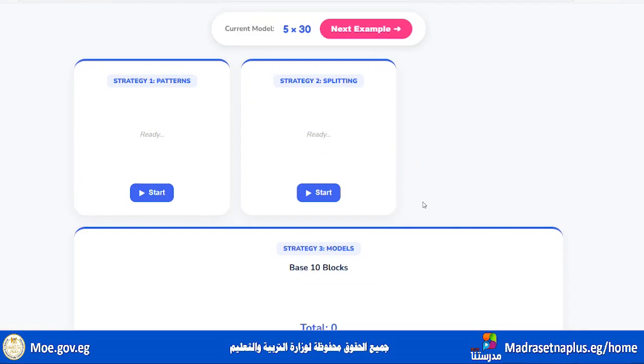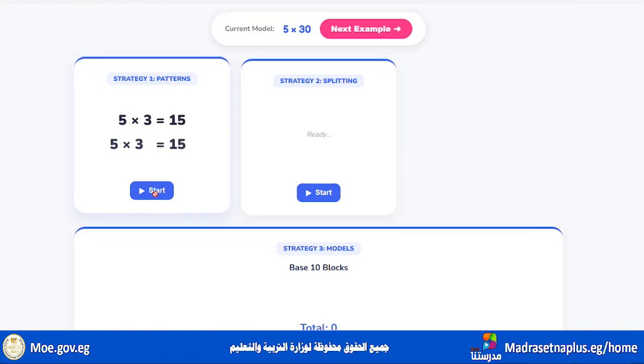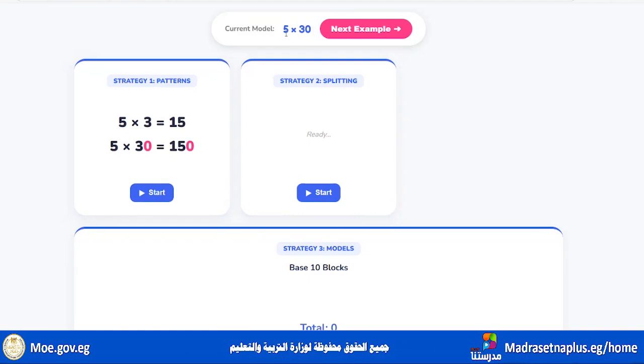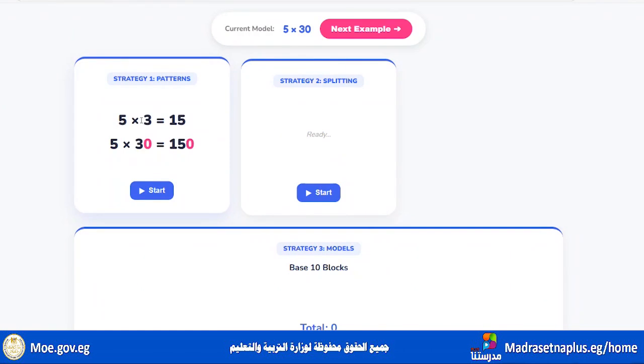In front of you, you can see 5 times 30, or 5 multiplied by 30. In our lesson, we have 3 strategies. You should know all or at least one of them. Our question was 5 times 30. First strategy, patterns. The basic fact is 5 times 3.